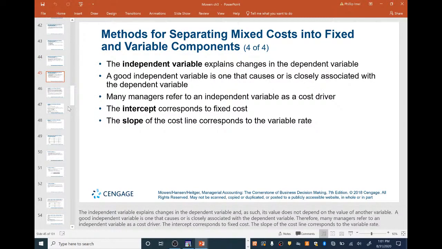The independent variable explains changes in the dependent variable. A good independent variable is one that causes or is closely associated with the dependent variable. Many managers are going to refer to the independent variable as the cost driver, okay? The intercept corresponds to the fixed cost. So the intercept on the line graphs that we're going to look at, that corresponds to the fixed cost. So when we find the intercept, that's our fixed cost, okay? The slope of the line corresponds to the variable rate, okay?